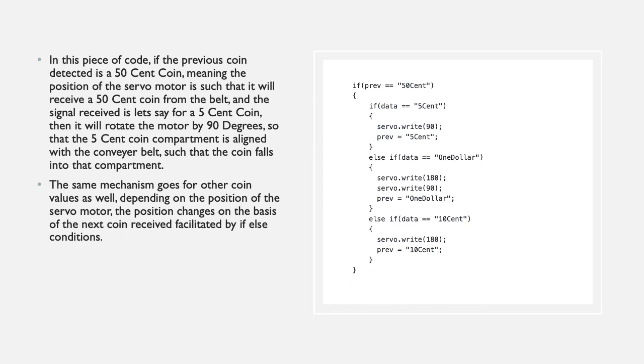Depending on the position of other coin compartments, I have defined the angles. For $1 it is first 270 degrees, so first it will rotate 180 then 90, so that the $1 coin compartment is at the front. And the same goes for 10 cent. I've rotated the servo motor by 180 if 10 cent is detected.